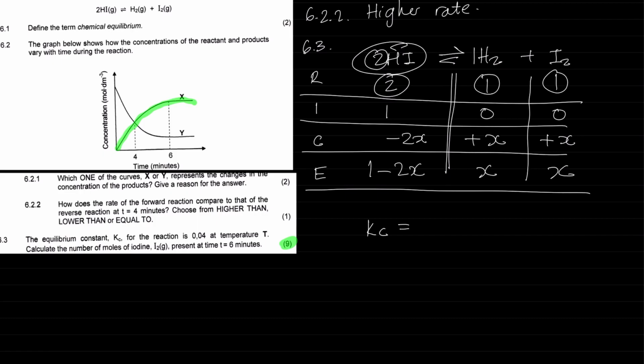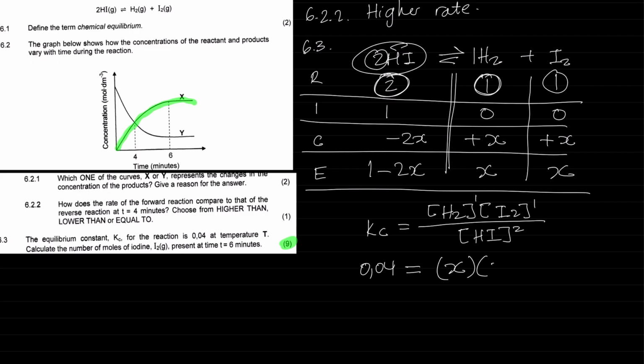So Kc is going to equal the concentration of products. So that's H2 to the power of 1, then I2 to the power of 1, divided by HI to the power of 2. Now we can substitute. We know the Kc is 0,04. That's equal to H2, we know, is X. So X to the power of 1 is X. Then multiplied by I2, which is also X, and divided by HI, which is 1 minus 2X, and that is to the power of 2.